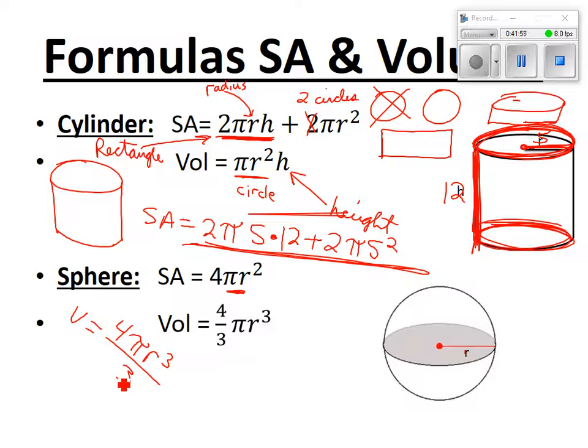What if I have something like this? Instead of a whole sphere, I have half a sphere. What's half the earth called? Hemisphere. Right? So you have a hemisphere. If you're doing volume of a hemisphere, you would just take this whole thing and divide it by 2.